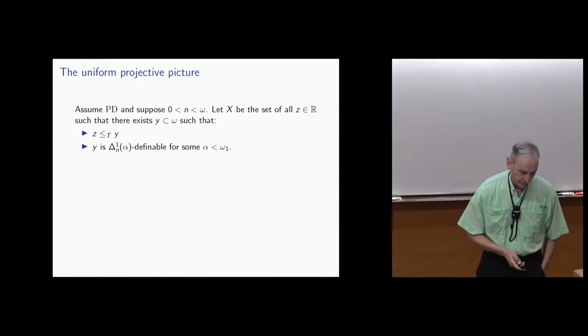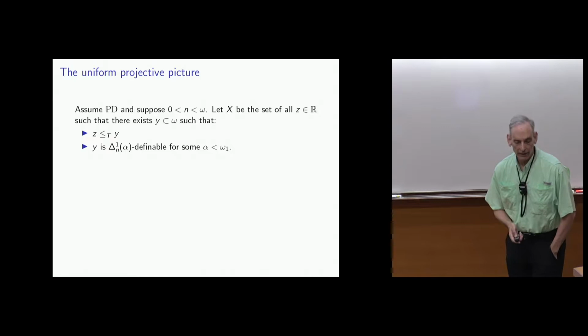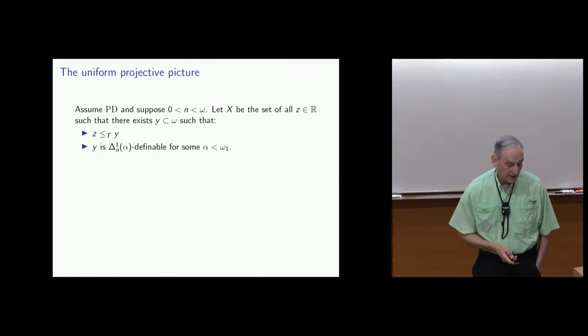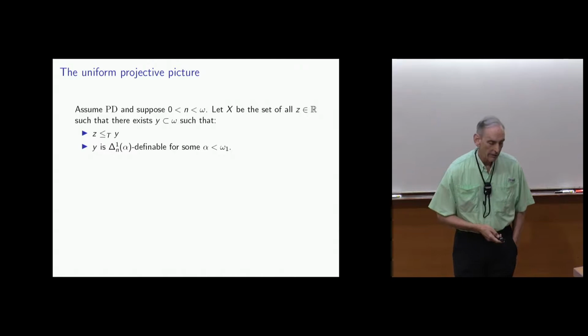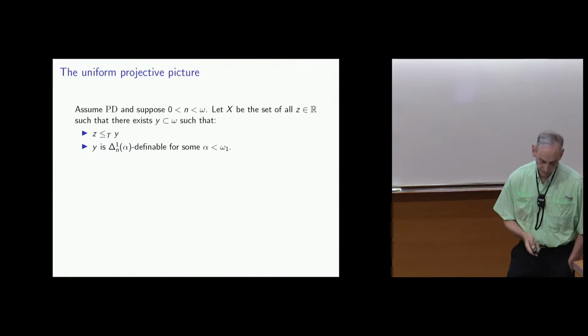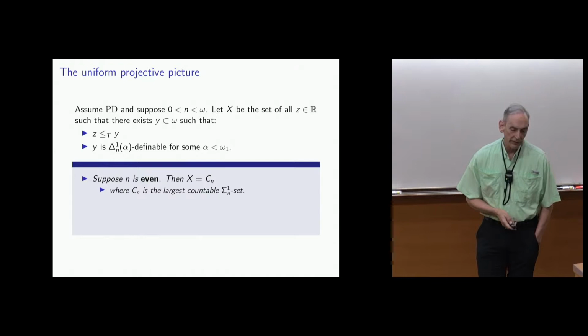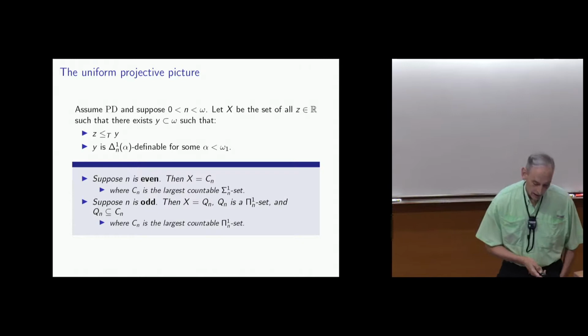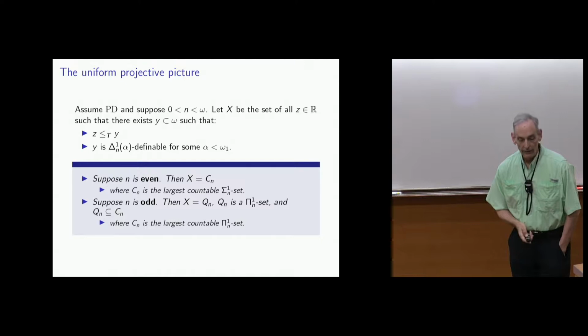So now we have a kind of uniform projective picture. Assume PD, 0 is less than n and less than omega. Let X be the set of all reals Z such that there is a real Y, Z is recursive in Y, and Y is Δ^1_n alpha definable for some alpha less than omega_1. And this should have been bigger than 1 in this case, I guess. Well, anyway. Suppose n is even, then X is C_n, where C_n is the largest countable Σ^1_n set. Suppose n is odd, then X is Q_n, Q_n is a Π^1_n set, and Q_n is contained in C_n. Remember, C_n at the odd levels is the largest countable Π^1_n set.